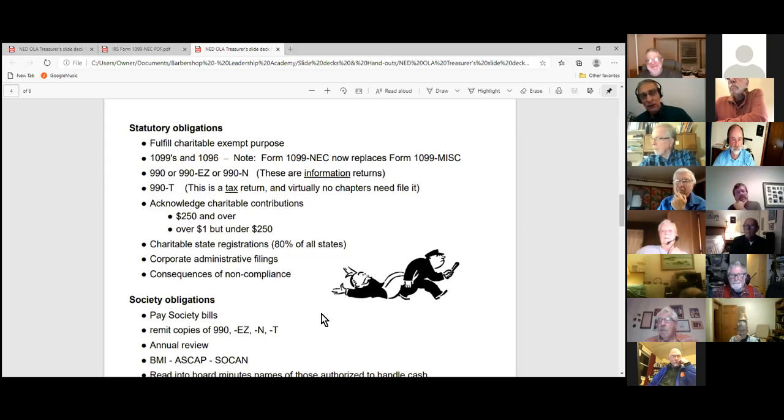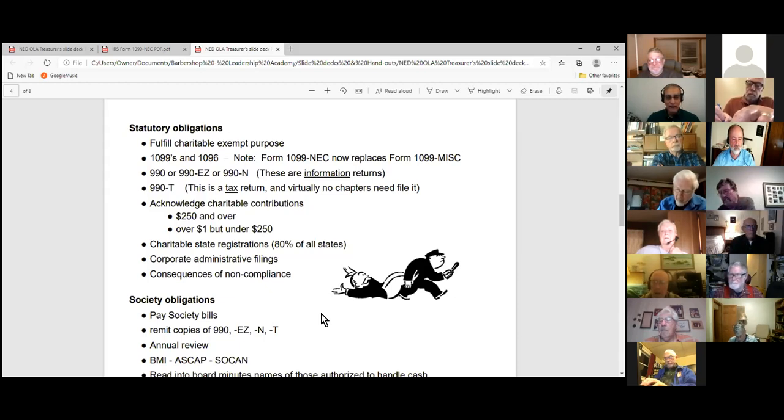Now, in addition to and completely separate from that charitable state registration is corporate administrative filings. And this is fairly new within the last few years. We've had to do it all along, but the Barbershop Harmony Society has noticed that this is another requirement. And you've got to have your registered agent and just a current address where process may be served. It's a very simple thing if you know how to do it.